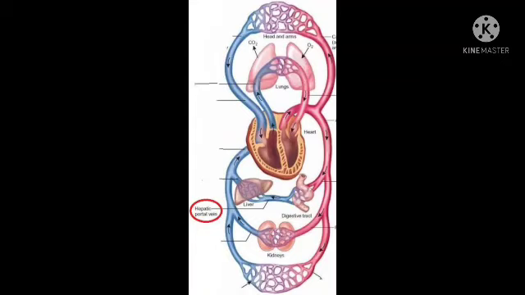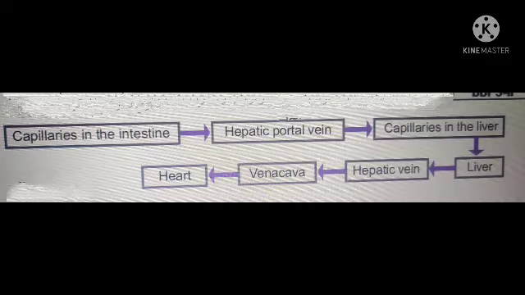Okay. Portal system. Portal system is a system of blood circulation in which portal veins are included. It is a system of veins in which these portal veins are included. For example, the hepatic portal vein. We study these terms now.